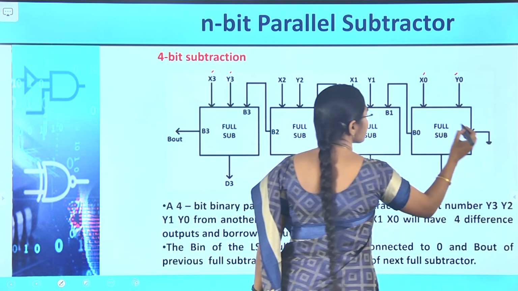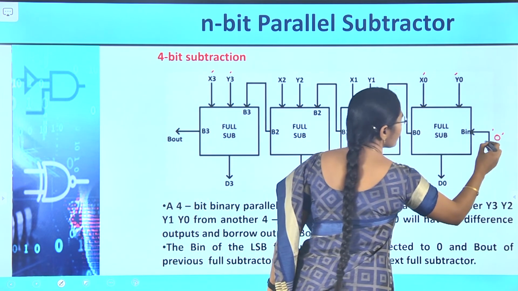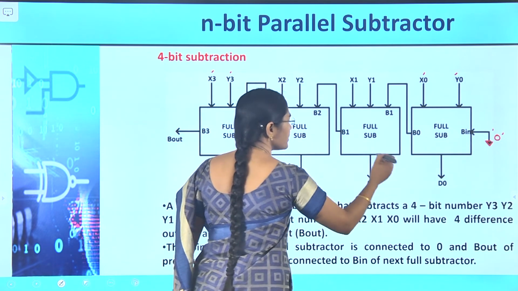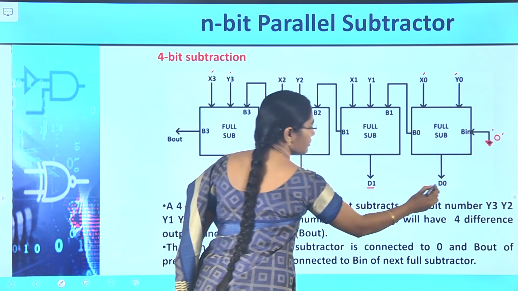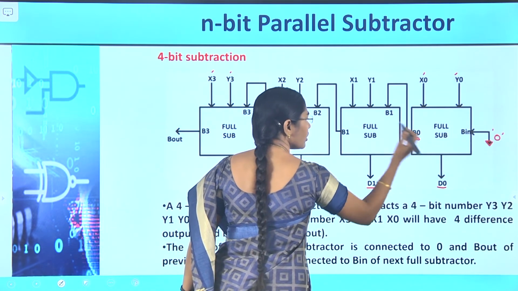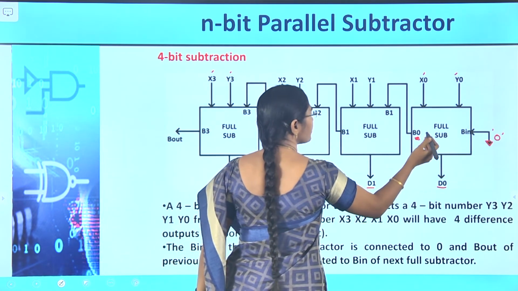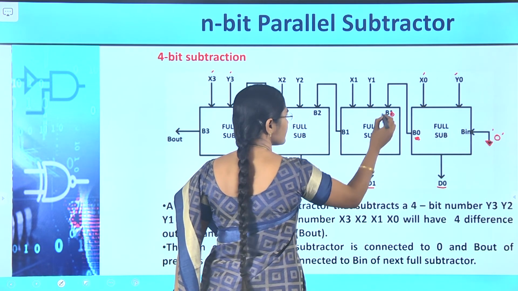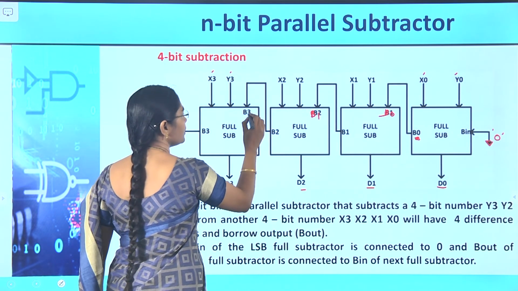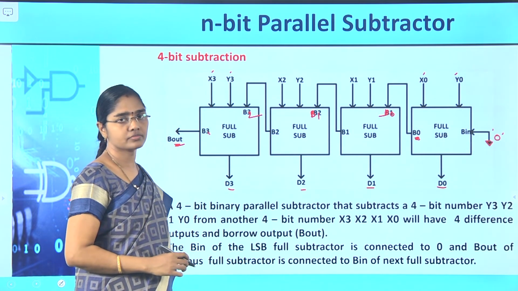Since the first full subtractor does not have any borrow in, its input borrow is connected to ground, that is, logic 0. Then all the output differences are the final D bits, D0 to D3, and the borrow out bits B0 from each full subtractor are connected to the next stage. So the B0 output is connected to the next stage, B1 output is connected to the next stage, and B2 output is connected to the next stage. B3 is the final out.